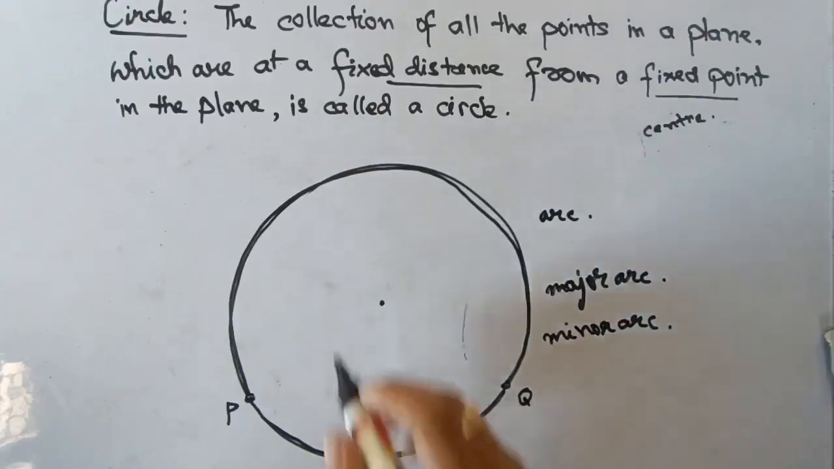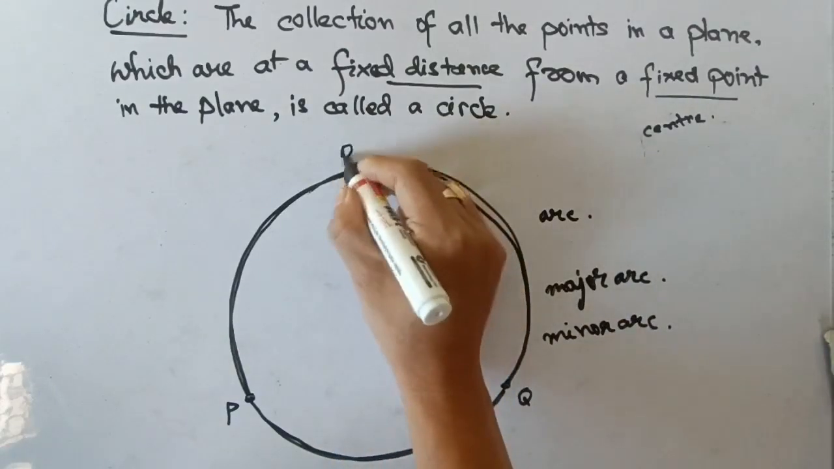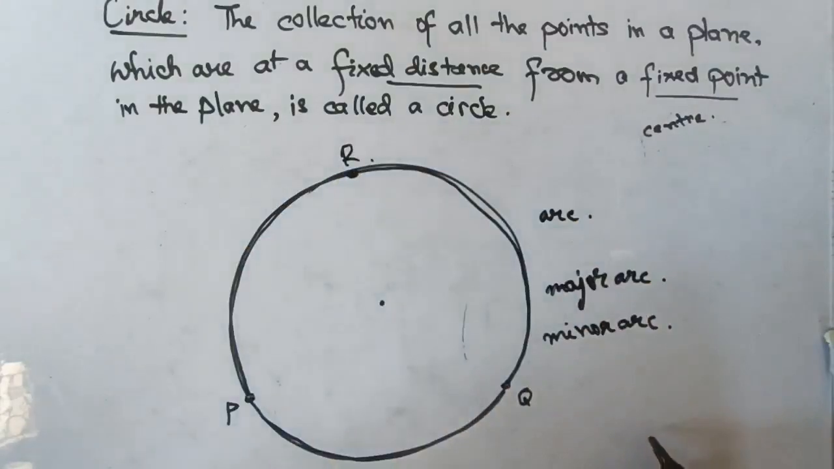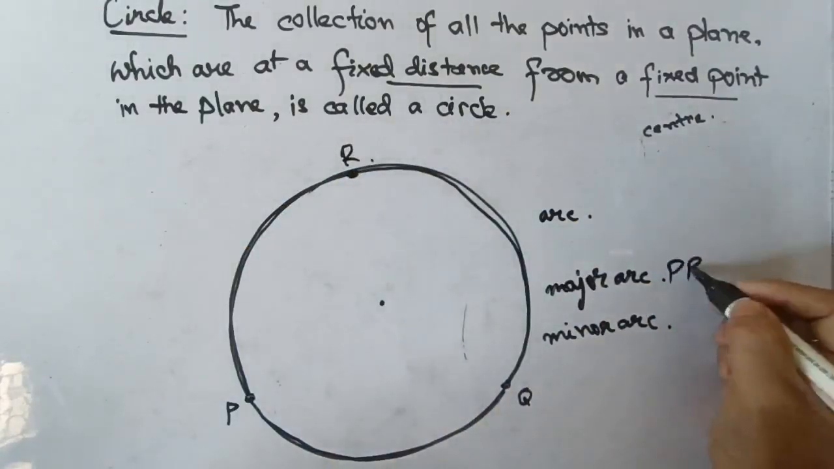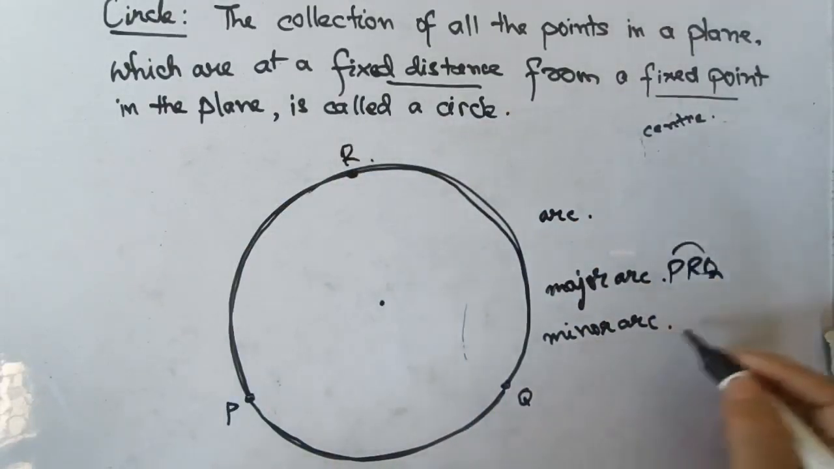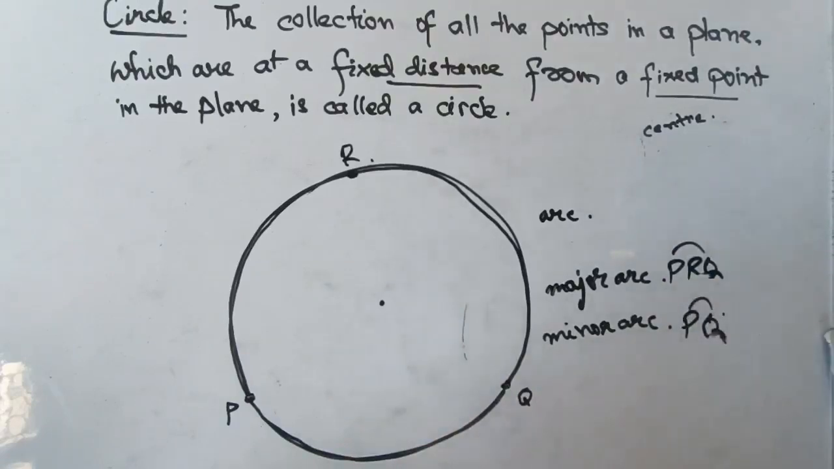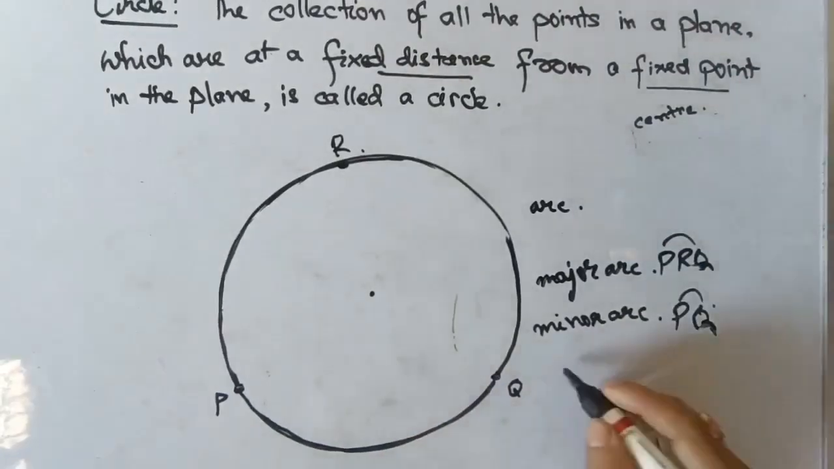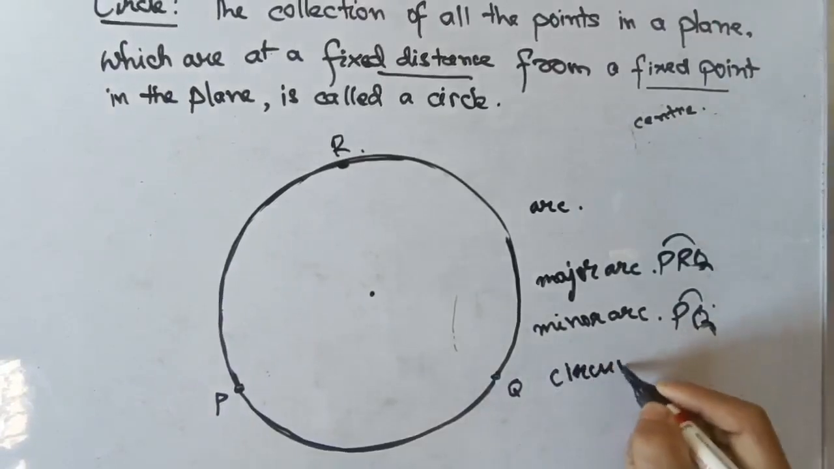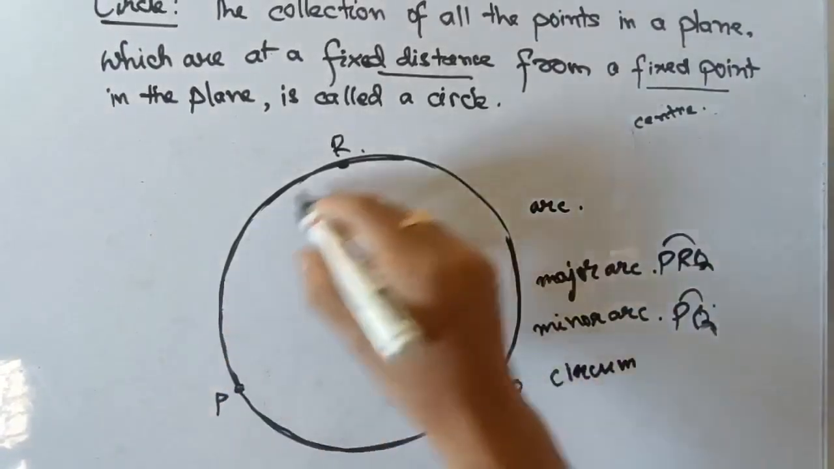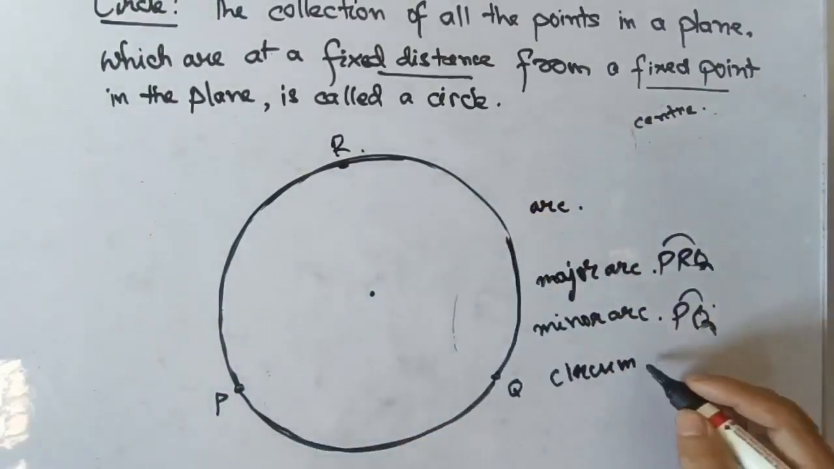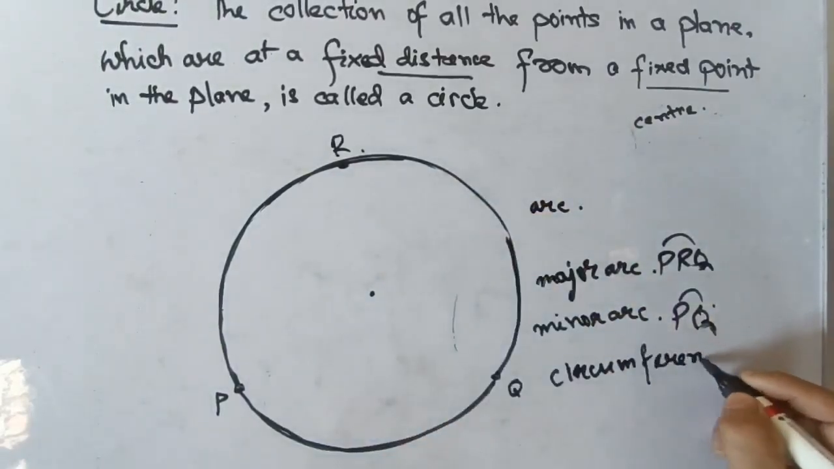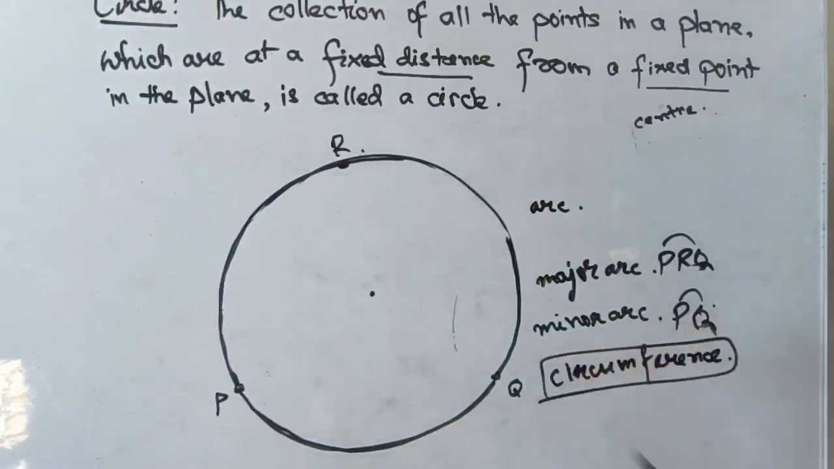Suppose this is a point R on the major arc, then we will name the major arc as PRQ and the minor arc as PQ. Next is the circumference of a circle. The length of the complete circle, or the perimeter of the circle, is known as the circumference of the circle.